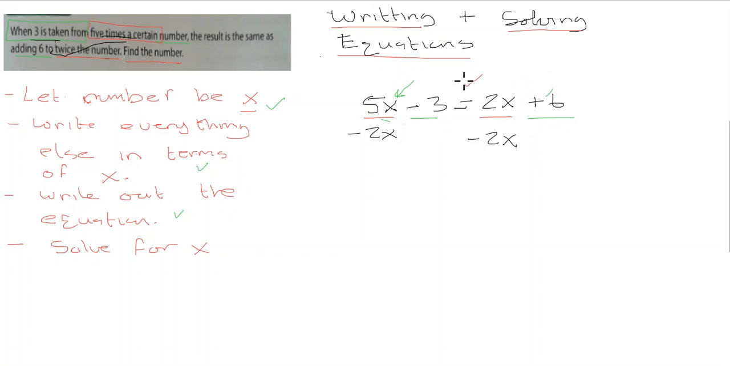It's like having a balance. Let's say you have a balance like this, and on this side you have a number of blocks, let's say 3 green blocks, and on this side you have 3 green blocks. So if you take one of these green blocks off here.